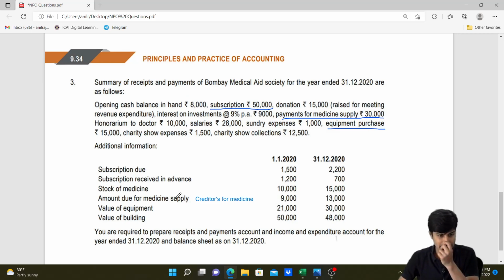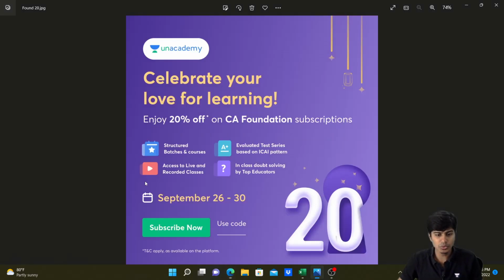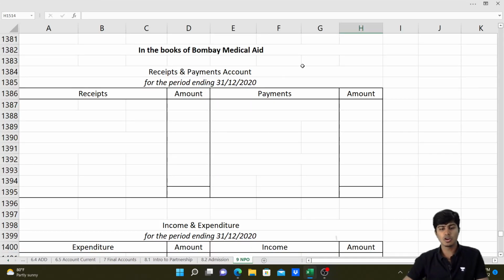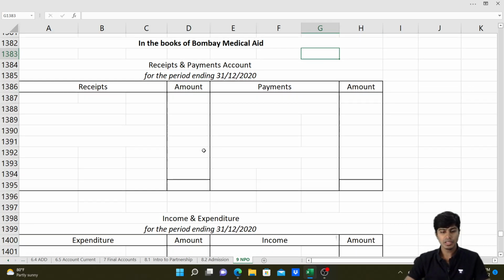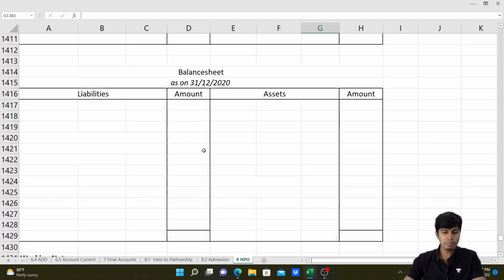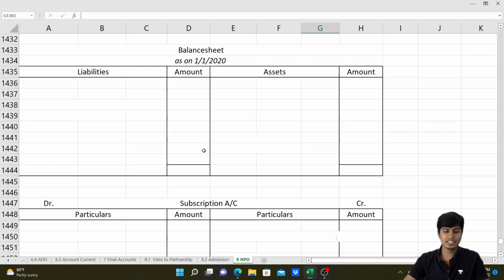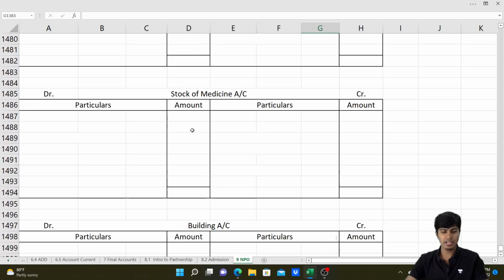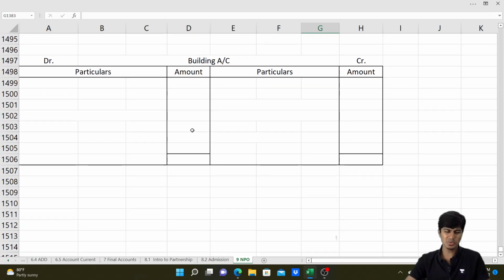Come on, let's get started now. Let's write the solution. This is in the books of Medical Aid Society, Bombay Medical Aid. We are preparing receipts and payment account, income and expenditure account, balance sheet opening date, balance sheet closing. You would need some working note ledgers also: subscription account, creditors for medicine, equipment and stock of medicine. Building account, I am preparing.